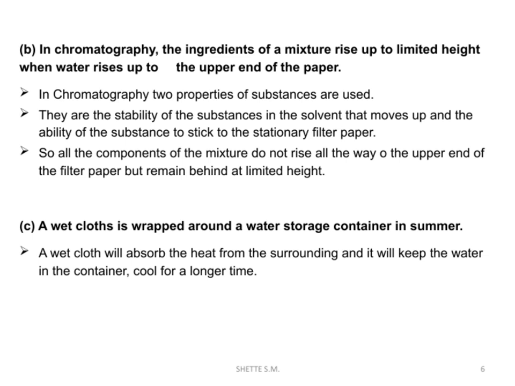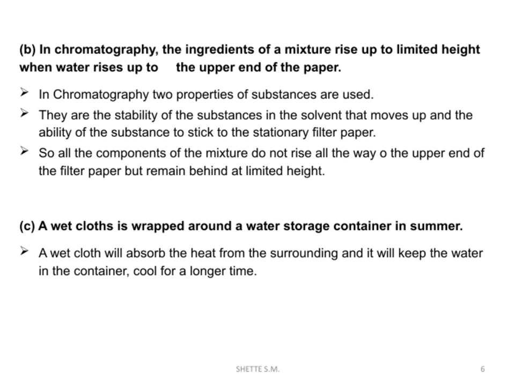Now, shifting to a different but related idea. When it's summer and the heat is intense, wrapping a wet cloth around a water container is a simple yet effective trick. The wet cloth absorbs heat from the surrounding air, which helps keep the water inside the container cooler for a longer period. This is a practical example of how evaporation and heat absorption work together to maintain cooler temperatures naturally. Both concepts, whether in chromatography or cooling, show how understanding physical properties and processes can help us solve everyday problems more efficiently.